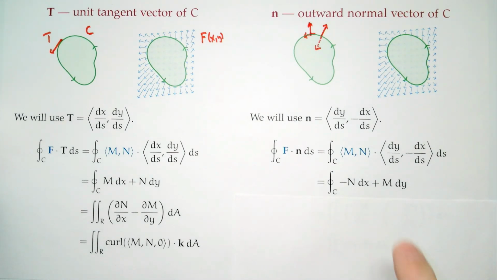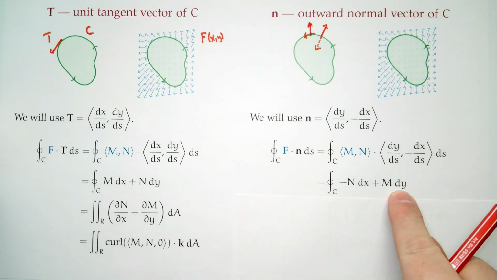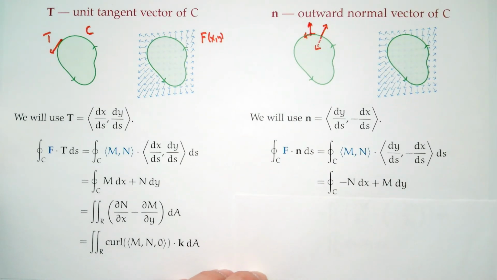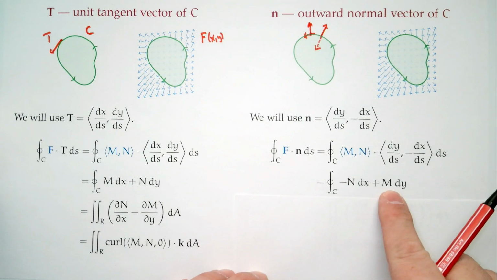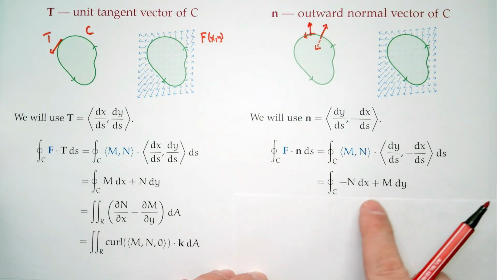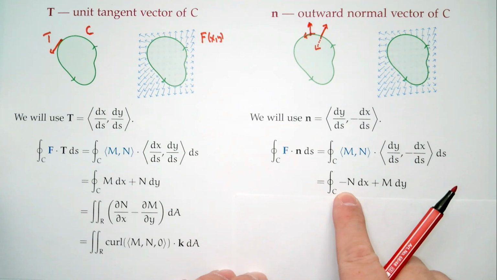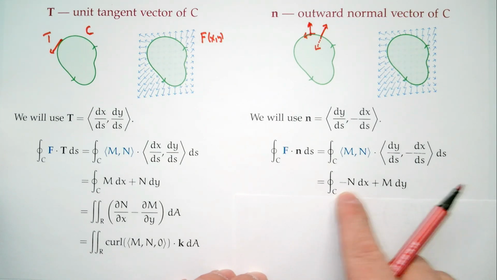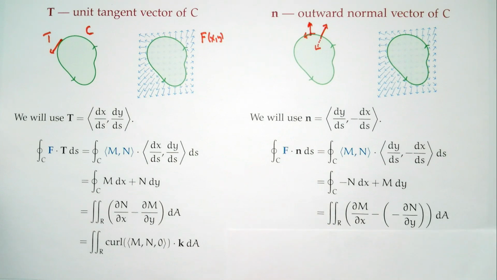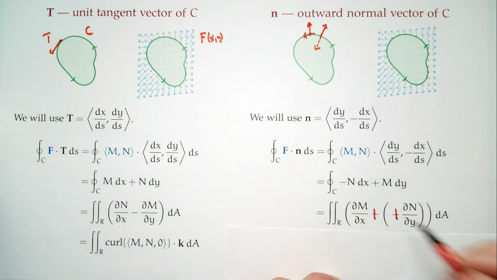Green's theorem says, take what's in front of the dy, take the derivative of that with respect to x. So we're going to get the derivative of M with respect to x. Subtract, take whatever is in front of the dx, take the derivative of that with respect to y. So what we get is the derivative of M with respect to x, subtract the negative derivative of N with respect to y, which is a minus minus, which makes this a plus. So we get partial M partial x plus partial N partial y.